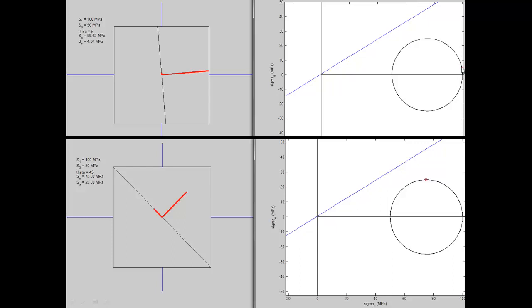Now, when you look at the 45-degree dipping fault, there's less normal traction and more shear, but still it's far away from the failure plane. So neither of these are optimally oriented, nor is the stress large enough to drive failure.